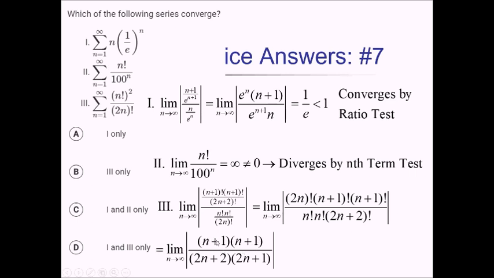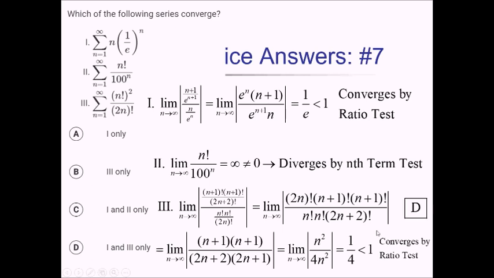So upstairs, our dominant term is going to be an n squared if we multiply all this out. Downstairs, we've got a 4n squared. So those end up just reducing to 1/4. Since that is a number that is less than 1, we can finally conclude that this series will converge by the ratio test. So then options 1 and 3 converged, giving us choice D.